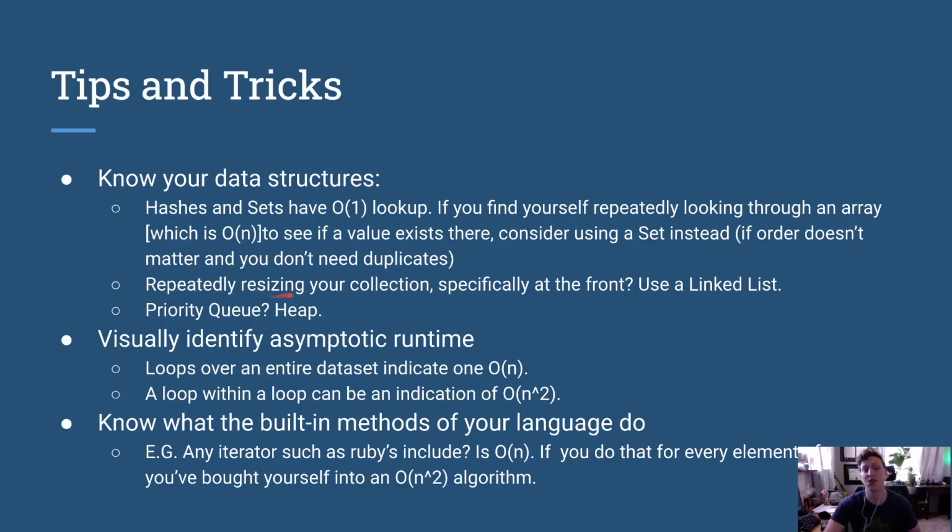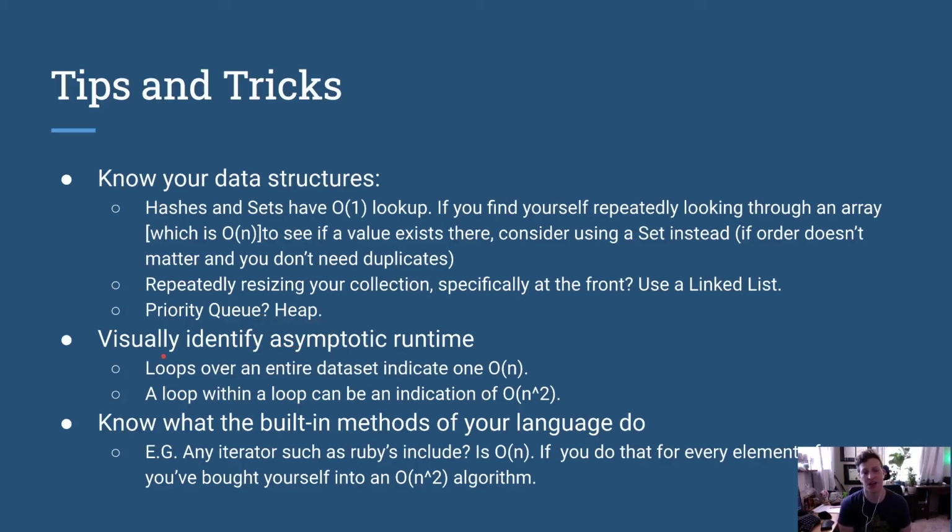If you're repeatedly resizing your collection, specifically at the front, use a linked list, right? Again, that same video that talks about hashes and sets will describe this in full, so I'm not going to get into it. If you want to institute a priority queue, use a heap. So knowing your data structures and what data structures provide you what tasks in good runtime is really, really important for keeping the runtime of your algorithms nice and low.